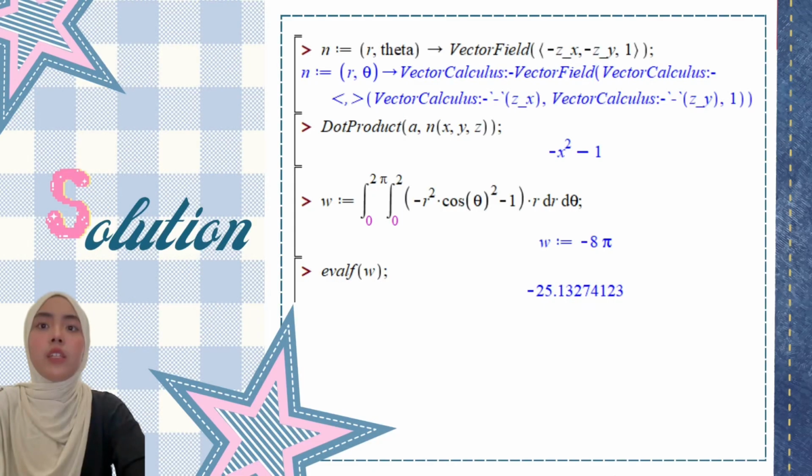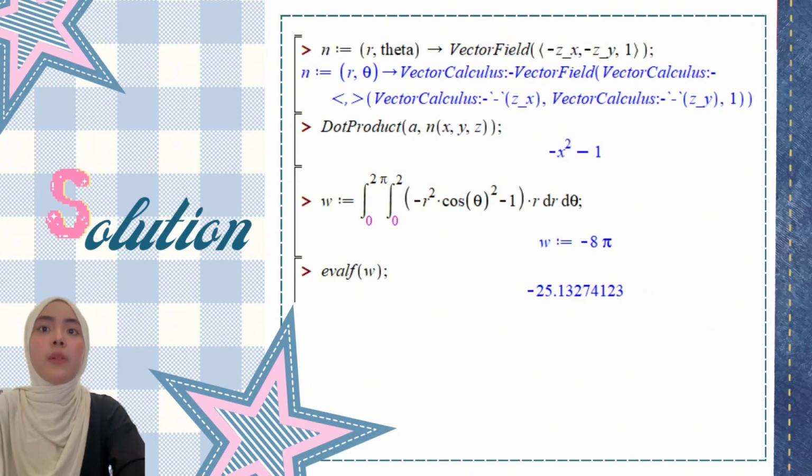A new vector field is then introduced in polar coordinates using the VectorField command. The components of this field are negative r squared cos theta and 1. This vector field will later be used in the dot product and surface integral calculations. We calculate the dot product of the curl vector A and the new vector field n. The dot product result is A dot n equals negative x squared minus 1. This result will be used as the integrand in the next step.